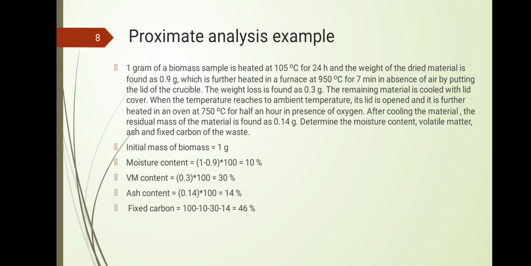And finally fixed carbon, we have to subtract: 100 minus 10 minus 30 minus 14. So the other three contents we have to subtract from 100. It is found to be 46%. So these are the simple steps we undergo for determining the proximate analysis.